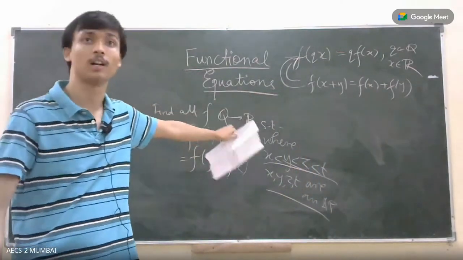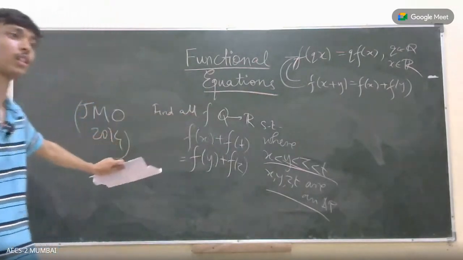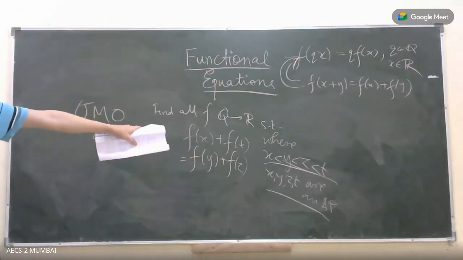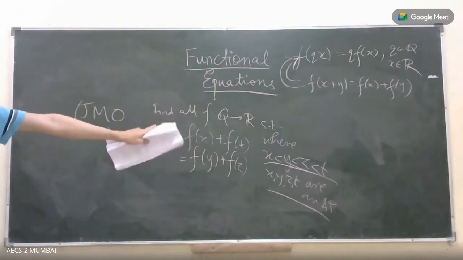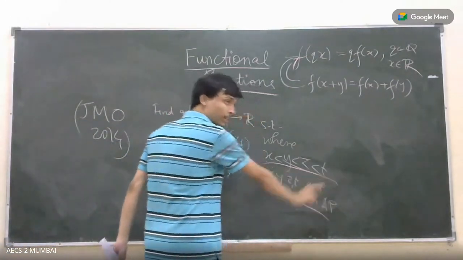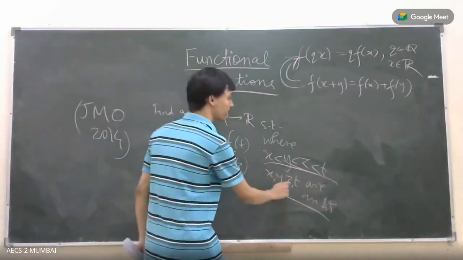So for the earlier two equations, we had a functional equation which was satisfied by all possible inputs. Now our functional equation is satisfied only by a special set of inputs. The inputs must be of this form: x less than y less than z less than t, and x, y, z, t are in an AP.